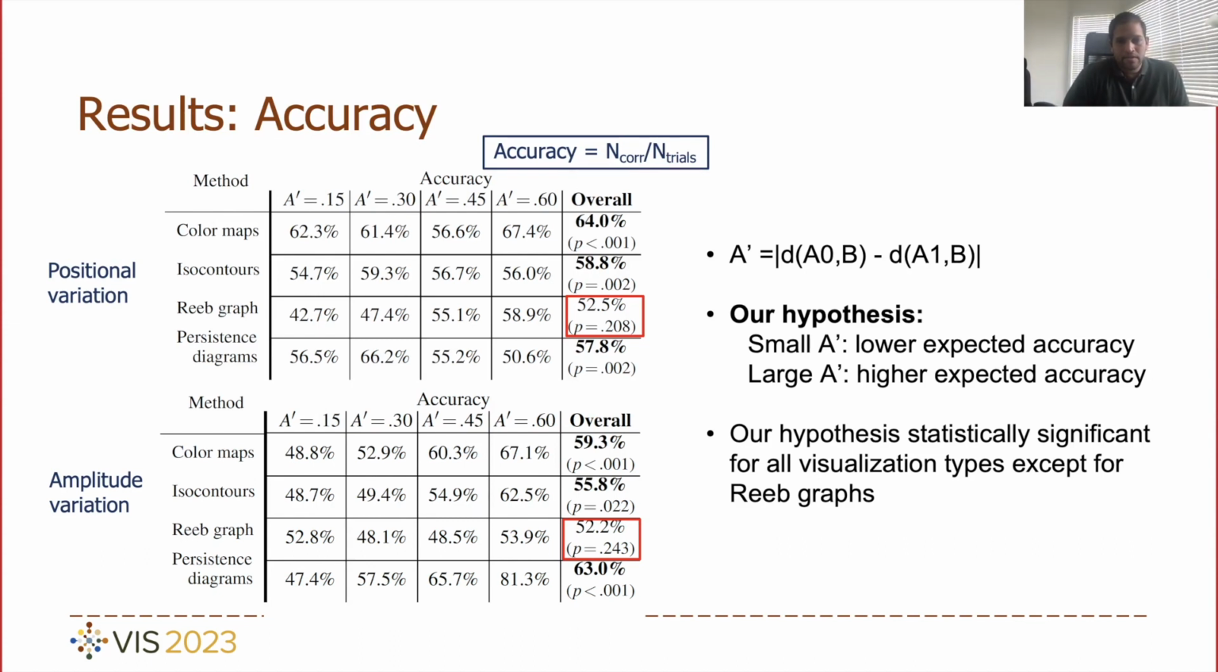Now, first I'll present the accuracy result. We calculate accuracy as number of correct selections divided by number of total trials for a given visualization type. And our hypothesis is that for small A dash values, we expect accuracy close to 50%, whereas for large A dash values, we expect higher accuracy.